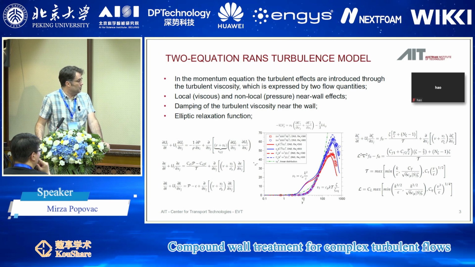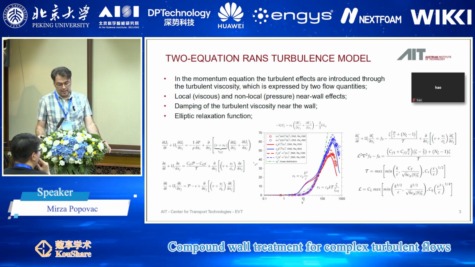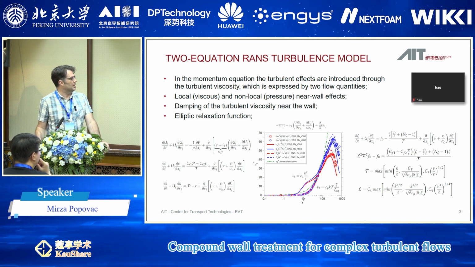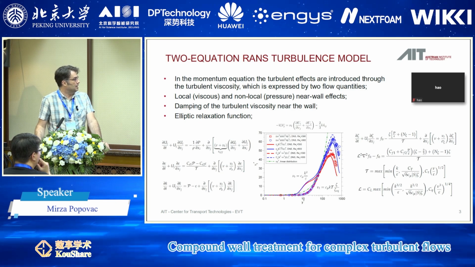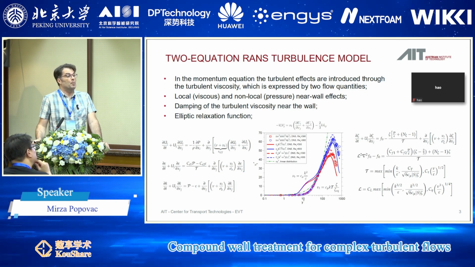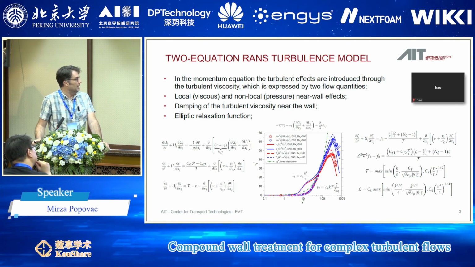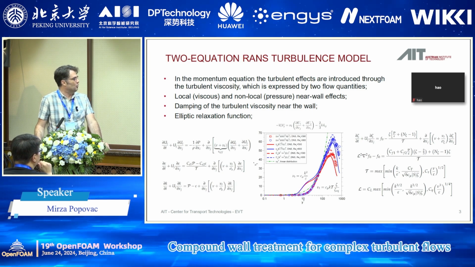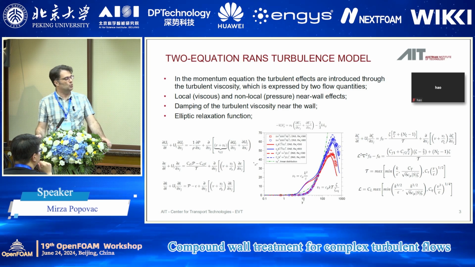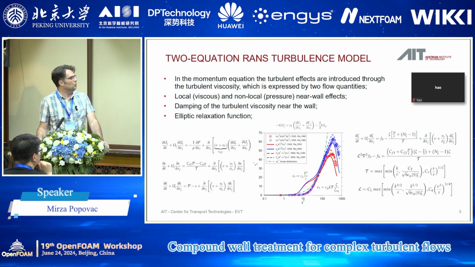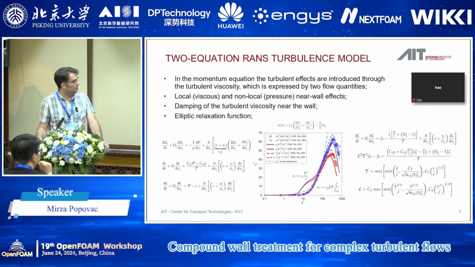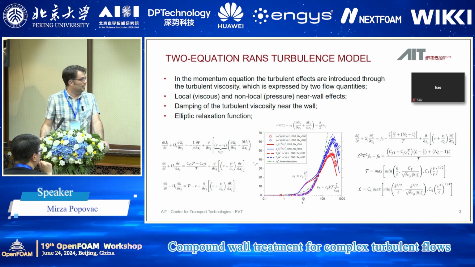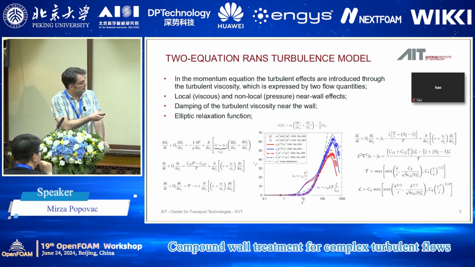Apart from that, these are local viscous effects, this damping. There's also something related to pressure for turbulent fluctuations, and this is not a local effect, and therefore it has been proposed to include this through the elliptic relaxation function, for which he is solving a Helmholtz equation. This is the second one to the right.